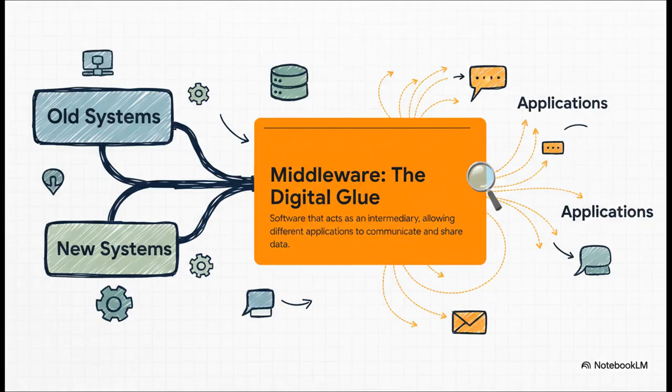Now, a super important piece that makes all this work, especially when you have a mix of old and new systems, is something called middleware. Just think of it as the digital glue for your company's tech. It's the software that sits right in the middle, acting like a universal translator, letting all your different apps talk to each other and share data, even if they were built decades apart. It's what holds the whole thing together.